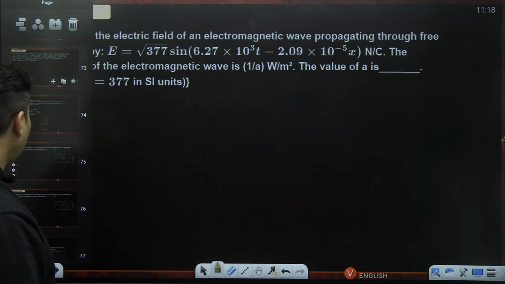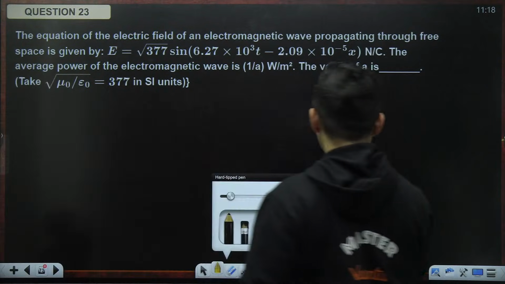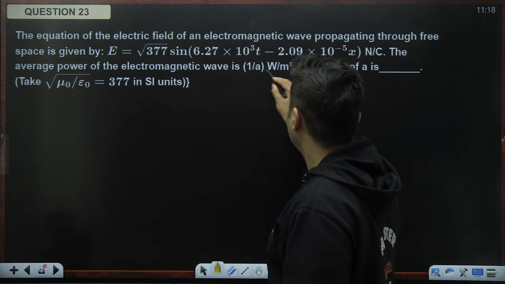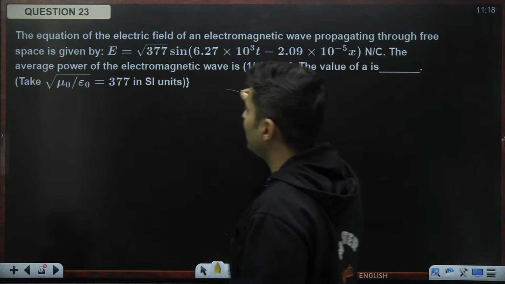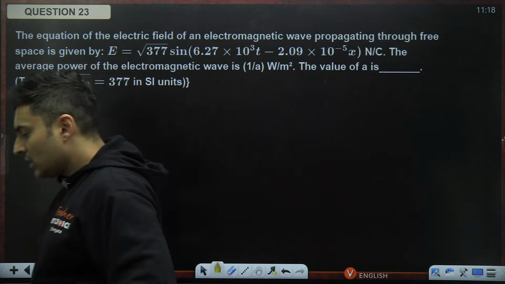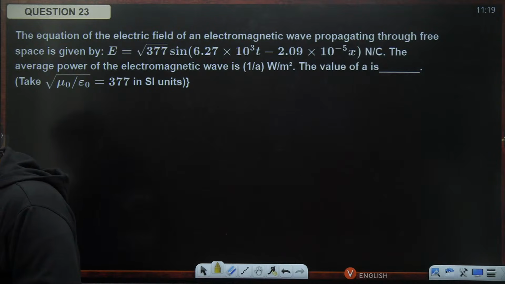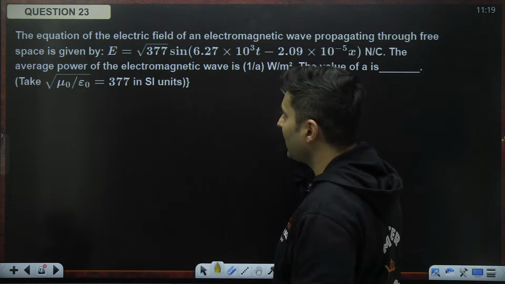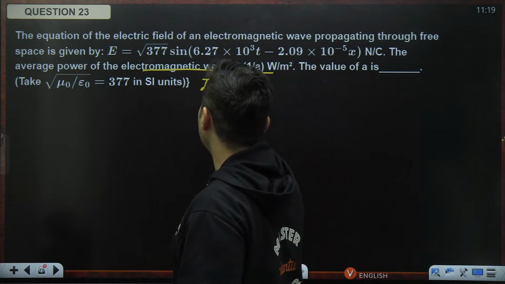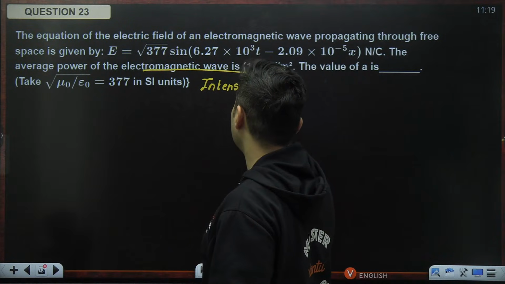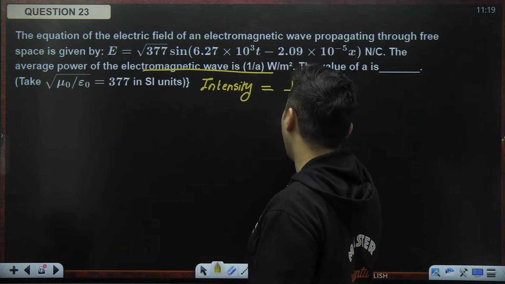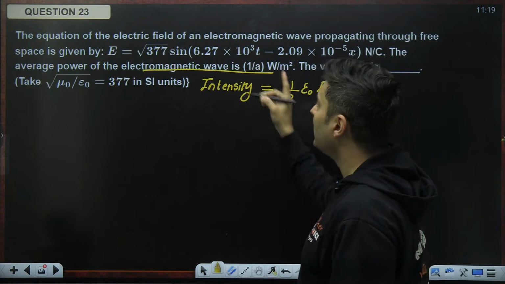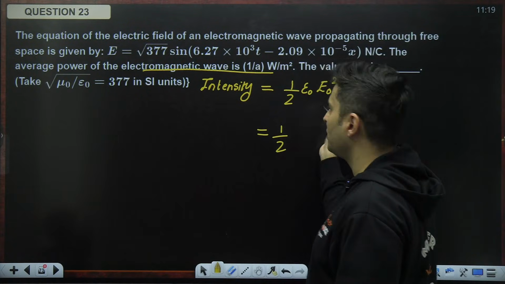Next one. The equation of electric field is given by so and so. The average power of the electromagnetic wave is 1 by A watt per meter square. The value of A is. So in this question, what have they really asked? Basically the intensity, the average power per unit area, watt per meter square, is nothing but the intensity of the wave. And intensity of the wave is half epsilon naught electric field amplitude square multiplied by speed of light. Everything you know, guys, nothing is remaining.